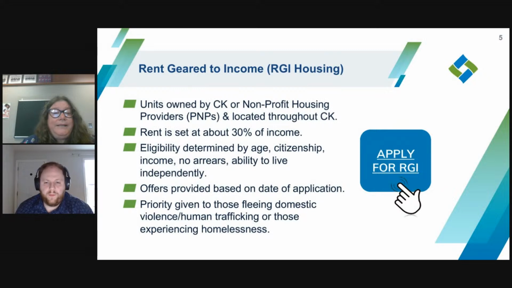So the housing wait list is administered basically based on the date that you applied for housing. So if you applied for a 1-bedroom unit on January 1st of 2023, you're going to be higher on the wait list than someone who did the same thing in January of 2024. We do have priorities that are given to households that are fleeing domestic violence or human trafficking, or for those who are experiencing homelessness.